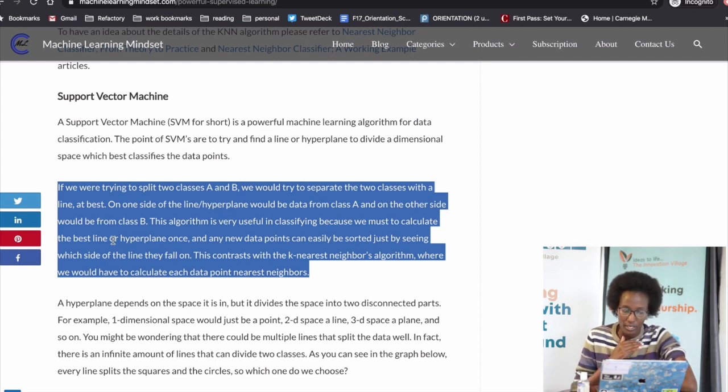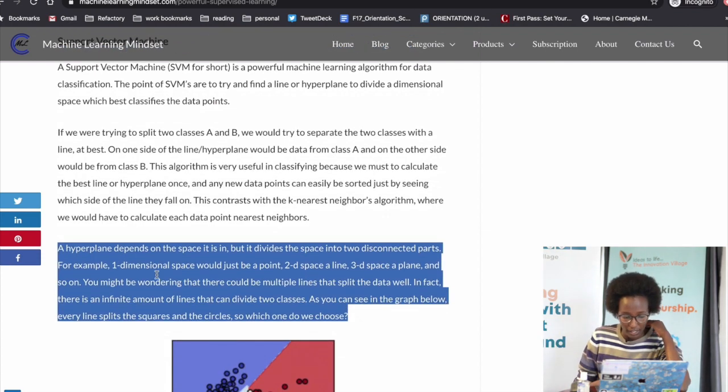All right. Okay, so quite simply put, for support vector machine, they are trying to draw a line between data points, and that line is supposed to divide and say, okay, once the data point belongs to above this line, it is going to be class A, and if it's below this line, it's going to be class B. Okay, so a hyperplane depends on the space it is in, but it divides the space into two disconnected parts.